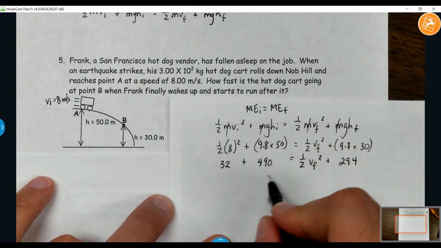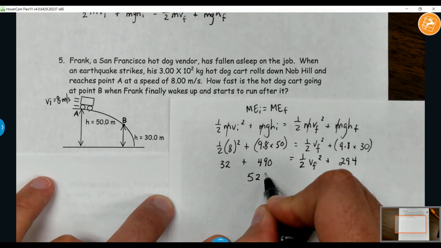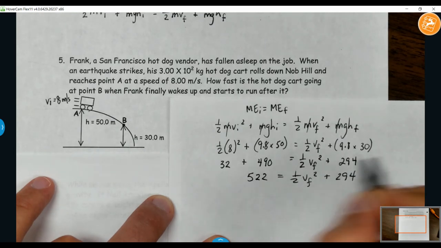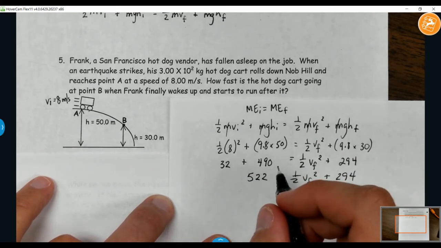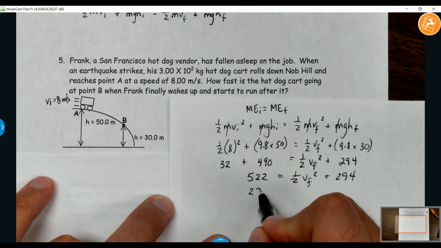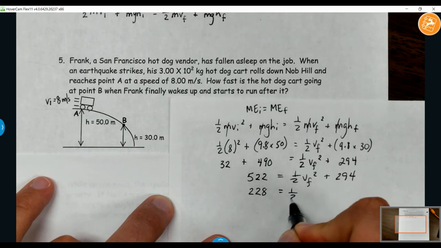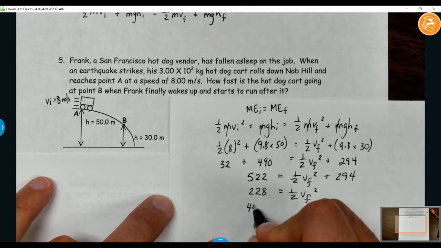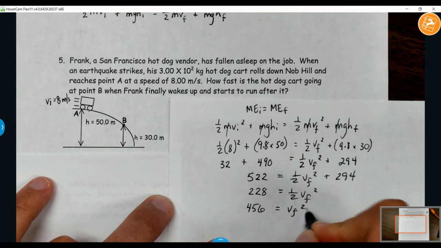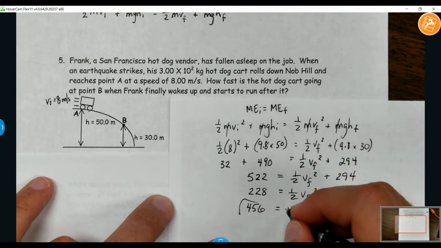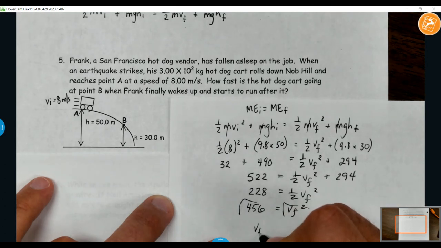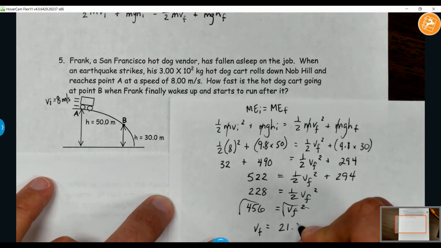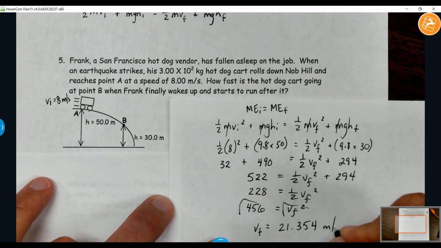294. All right, so you're going to simplify this side, you get 522. Subtract 294 from both sides, you get, what is it, 228. Multiply both sides by 2 to get rid of the half, 456. And then square root to cancel out that guy, and you're going to be left with a speed at that point of 21.354 meters per second.